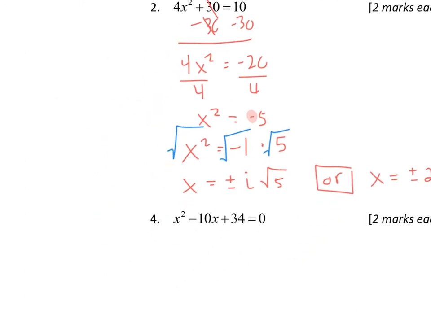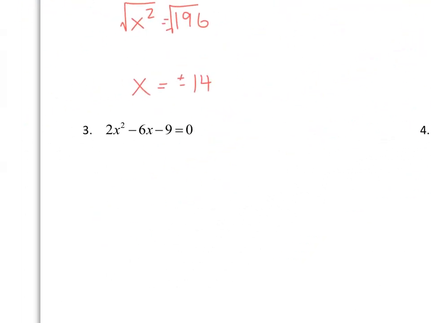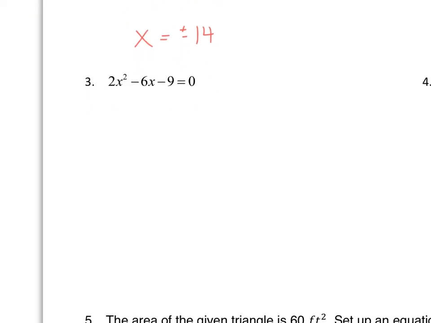Okay, jumping into number 3 down here. Number 3 looks like this. It does have a b term. So one more time, I'm specifically identifying the fact that we do have an x, not an x squared, in this problem.